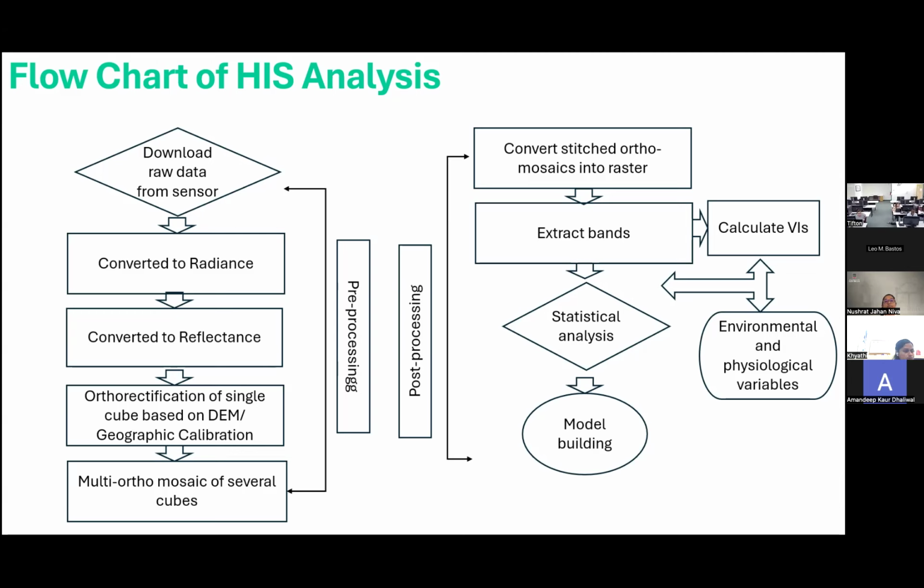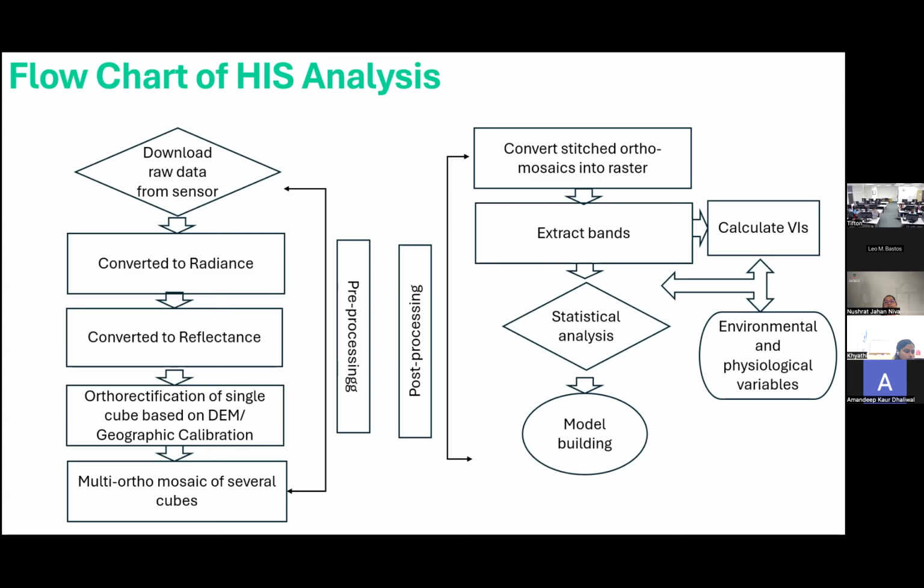And after doing the pre-processing, we will do our post-processing. We will convert the mosaic of the whole image to raster. And from that raster, we'll extract bands. This is one step we are going to do today in our coding. So we will extract bands from image to table. Then we will do a simple statistical analysis. And also we will calculate one vegetation index. And we will see in there how hyperspectral is different from multispectral.